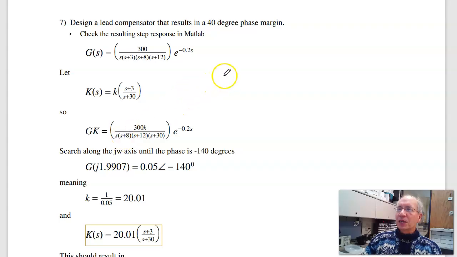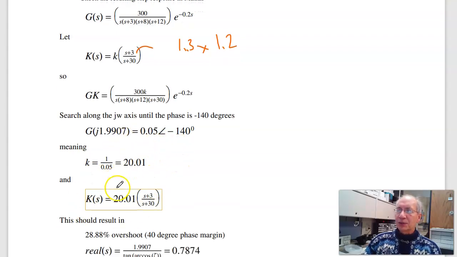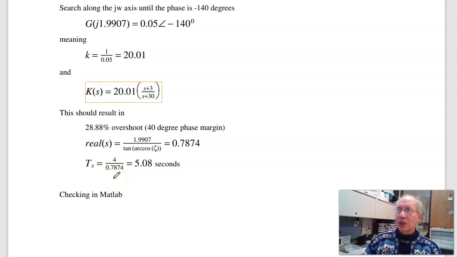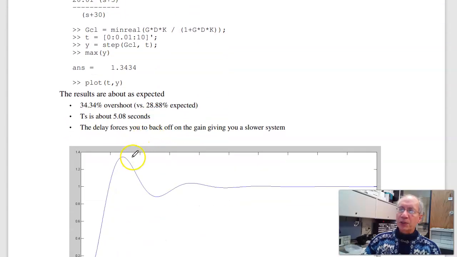If I want to have a lead compensator, I'm going to pick the 0 to be 1 to 3 times 1.2 radians per second, or cancel the pole at minus 3, just like before. Either way works. Here's your closed loop system, or open loop system, G times K. Now find the frequency where the phase is minus 140, 1.99 radians per second. Pick K to make the gain 1. There's K of S. Check the closed loop system in MATLAB. GK over 1 plus GK with a delay, and I have 34% overshoot.